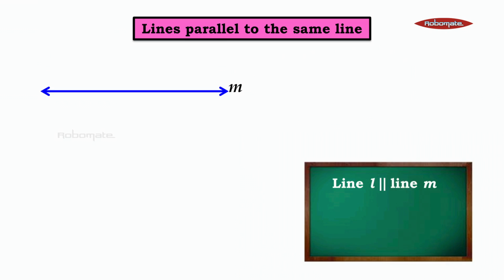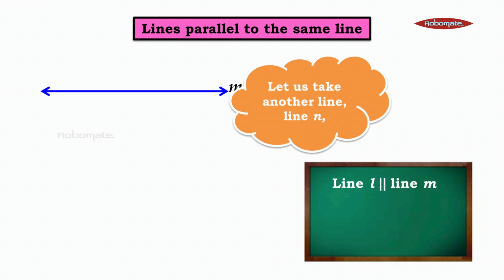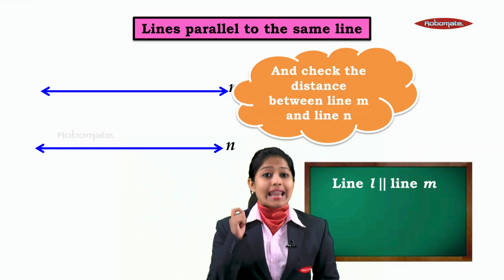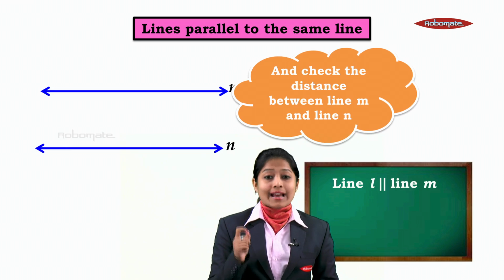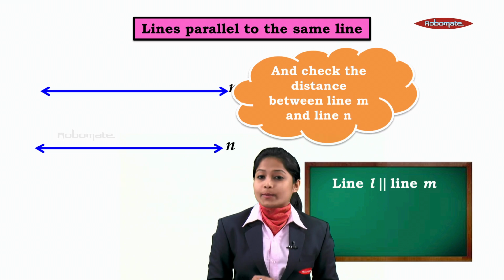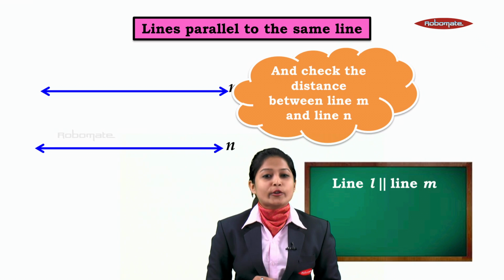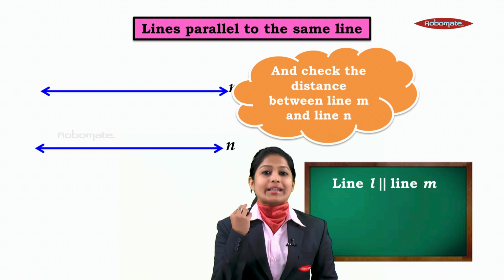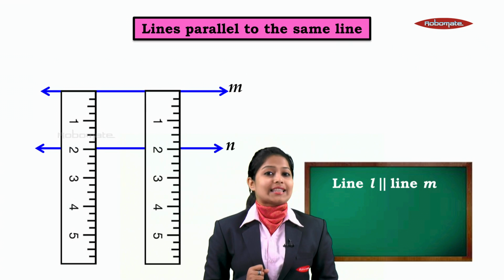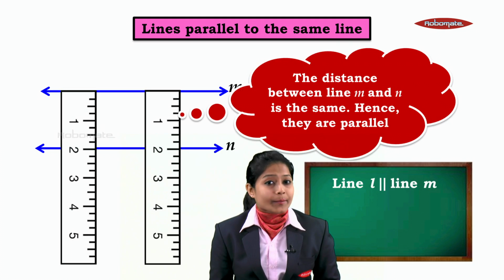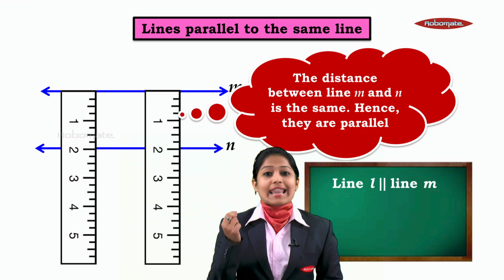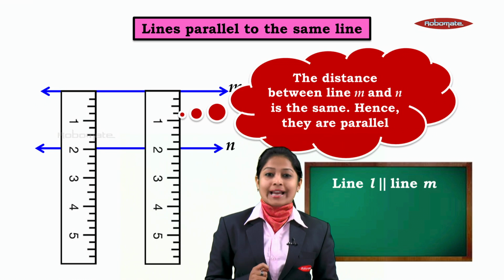Now students, let us take another line, line N, and find out if line M and line N are parallel to each other. For that, we need to check the distance between the two lines. So taking the ruler and measuring the distance between line M and line N, we find out that the distance is the same, which is nothing but 2 centimeters. Therefore, line M is parallel to line N.